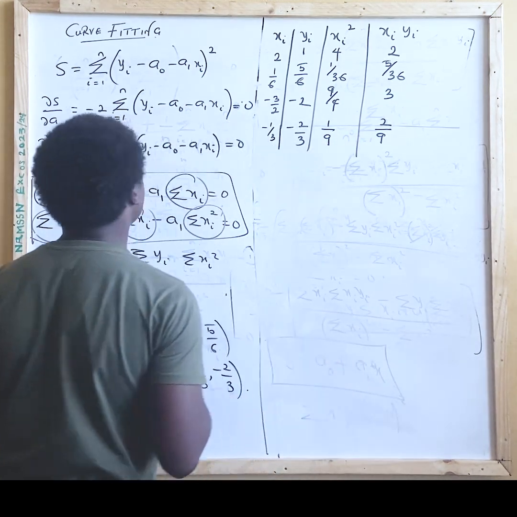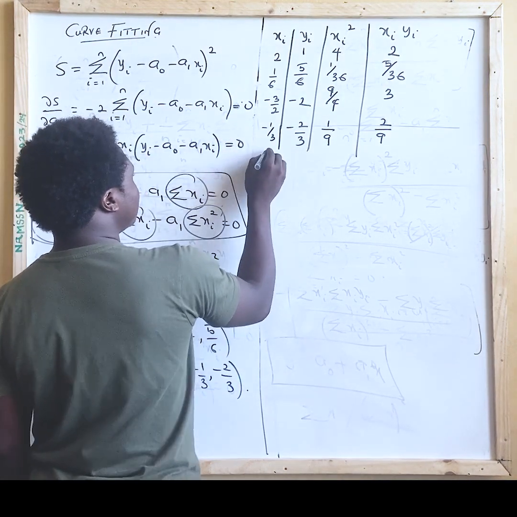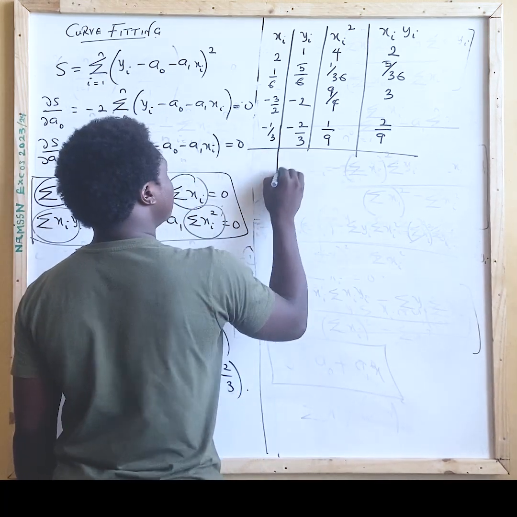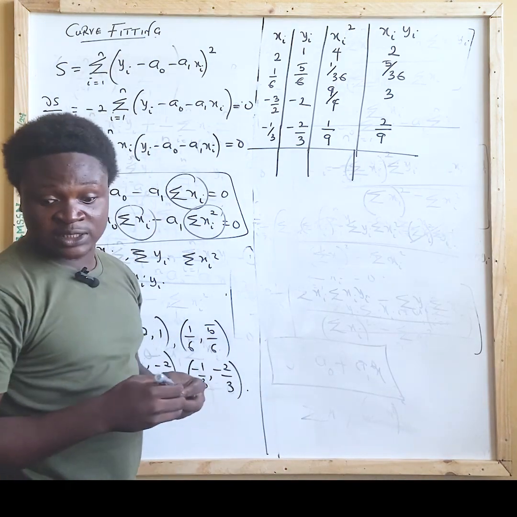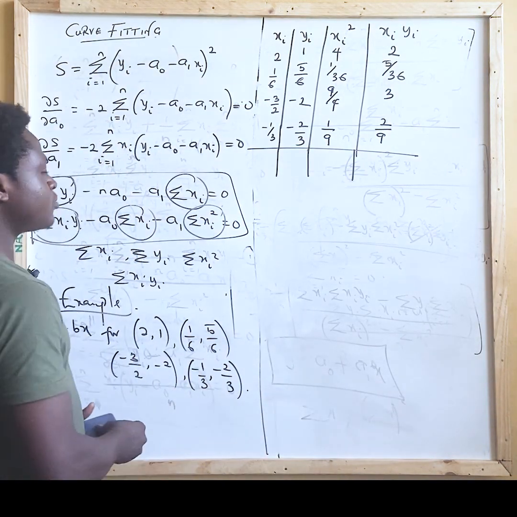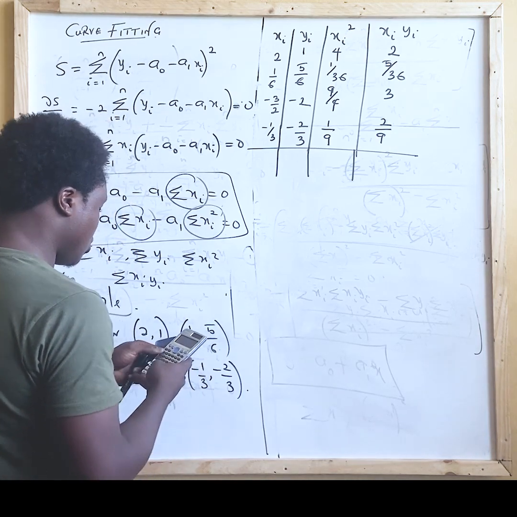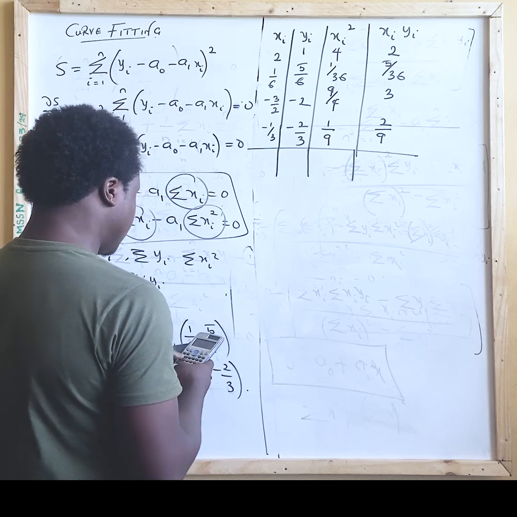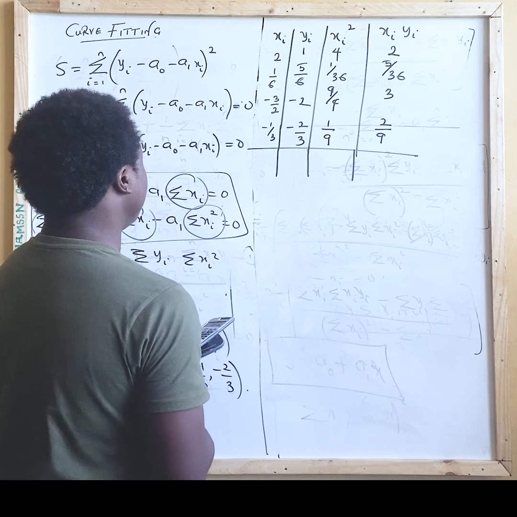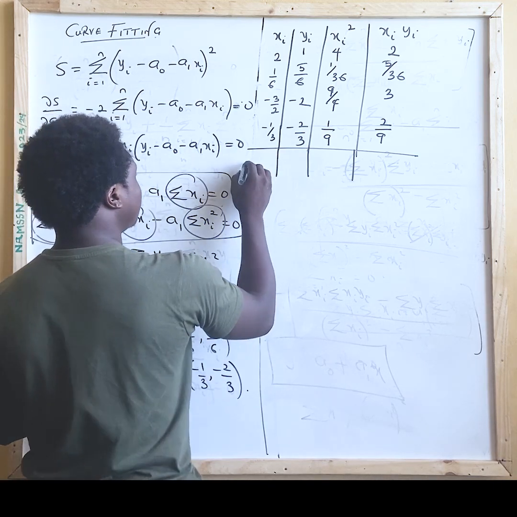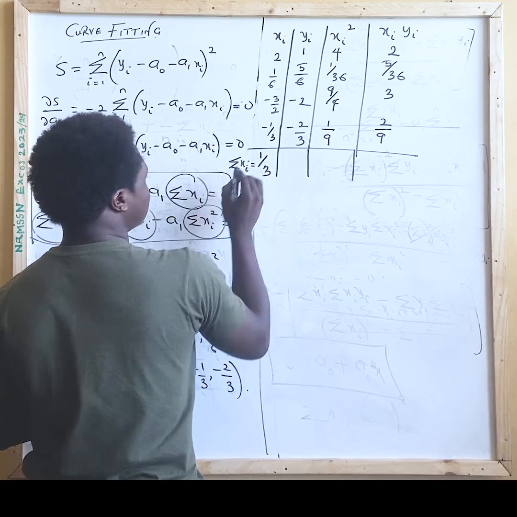So our formula requires us to add all these things together. So let's go and get summation xi. Adding all of this together, we'll get 2 plus 1 over 6 minus 3 over 2 minus 1 over 3. We get 1 over 3 for summation xi. Don't forget 1 over 3.